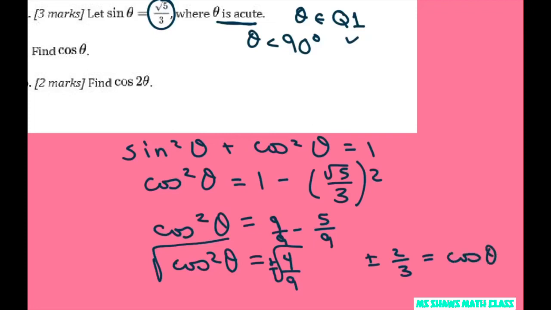However, remember our angle is acute. That means cosine and sine are both positive in quadrant 1. So we're only going to take the positive. So that's your cosine of theta.